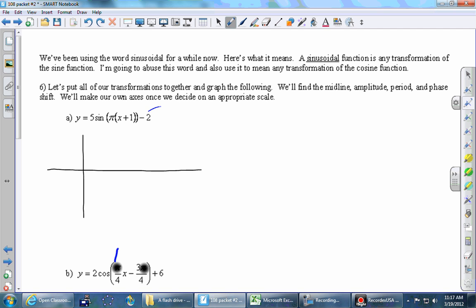Okay, so everything getting pushed together for this guy. Now let's figure out all the different pieces. We've got an amplitude. Can you guys hold up how many fingers? What is the amplitude for this graph? The amplitude here is 5. It's the number sitting in front of the sine function.